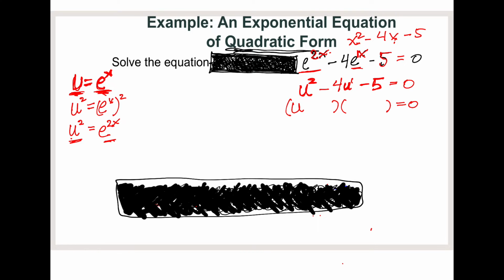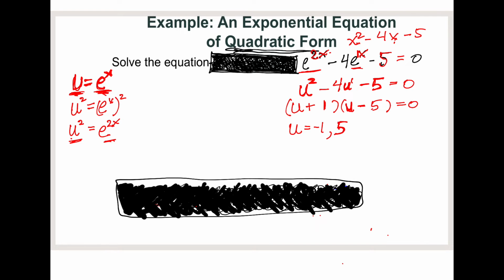Right? It's a polynomial, and it's a negative. So I know that the signs have to be positive and negative, and 5 and 1 give me a positive 5, negative 5u gives me negative 4u. So my two substitutional solutions for u are u equals negative 1 and u equals positive 5.